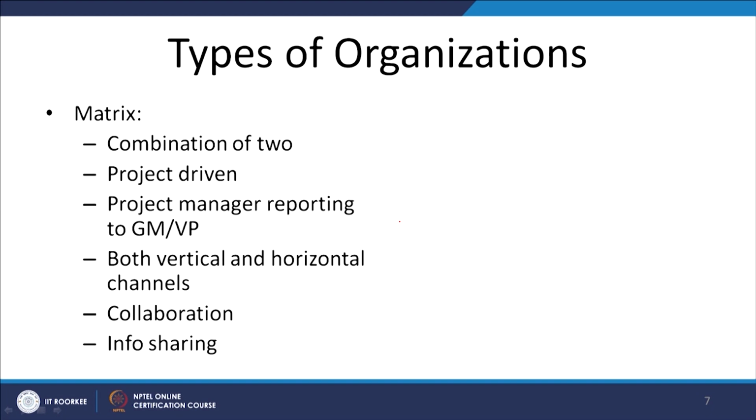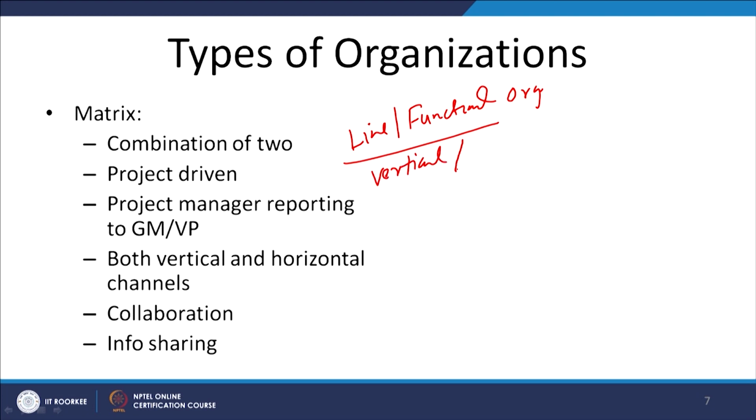Then the matrix organizational structure. In case of the matrix organizational structure, the good points of both the line and the functional organizational structure are exploited. So, here it will have both vertical as well as horizontal communication channels.